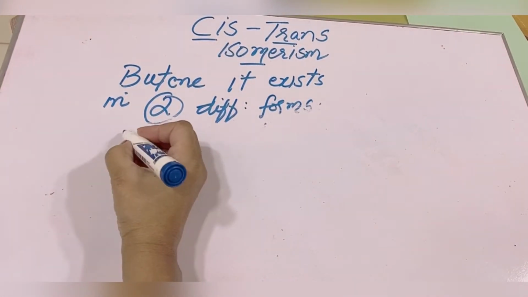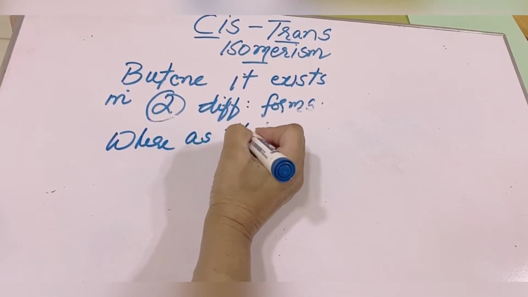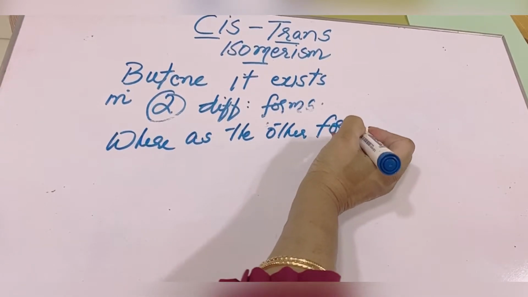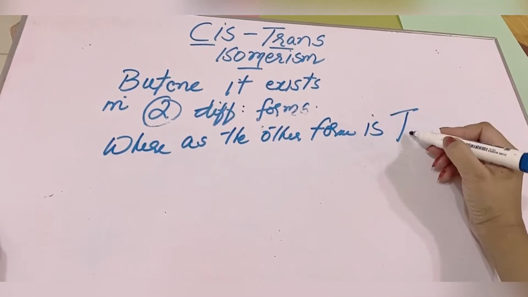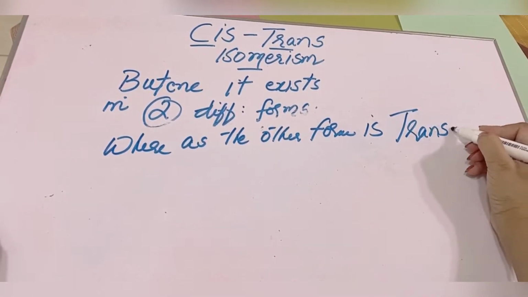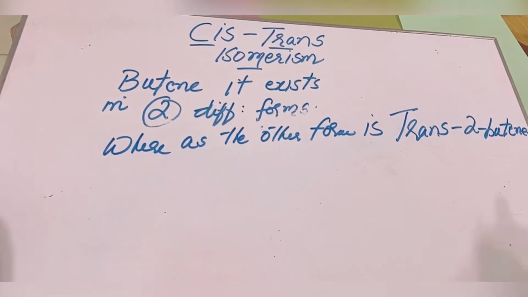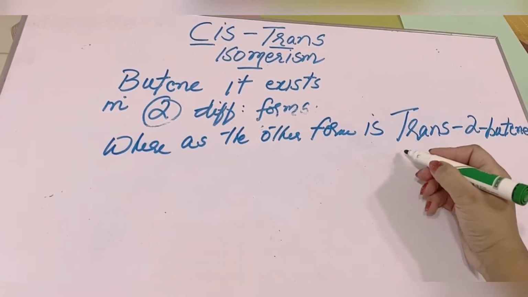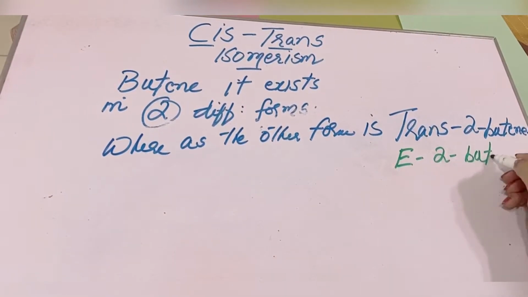Whereas if we talk about the other form, it is trans-2-butene. Now we have again a beautiful molecular model. So now this is called trans-2-butene or E-2-butene. E-2-butene. One and the same thing again.